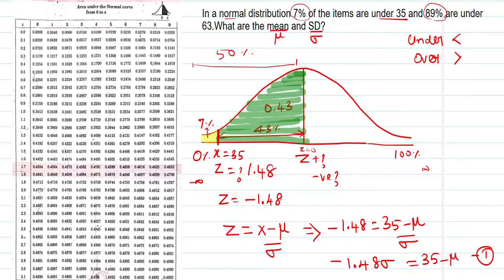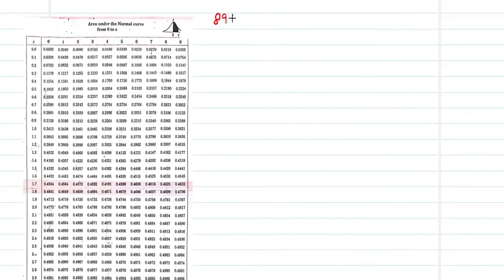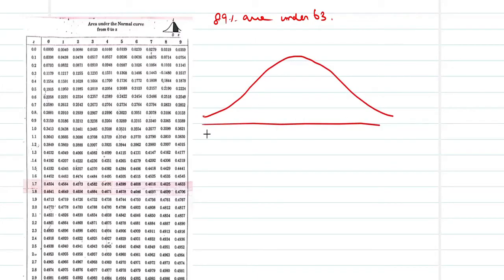Now let us go for the second data. What is the second data saying? 89% are under 63. So let us draw one more normal distribution chart to find the value corresponding to this. So now this is again our 0%, this is going to be our 100%, and this is going to be the midline, which is representing, say, 50.